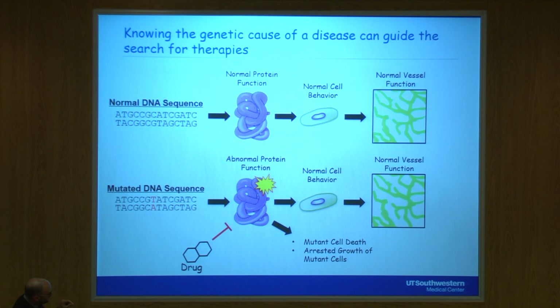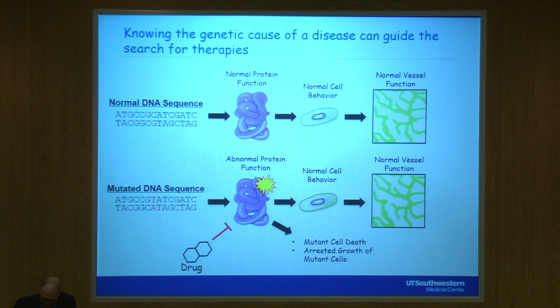So by treating with this drug, we could potentially cause the mutant cells to act like normal cells. Alternatively, we might cause the mutant cells to undergo apoptosis or die. Or we could simply arrest the growth of these mutant cells and arrest the progression of disease. So by knowing the genetic cause of the disease, that will point us towards a specific therapy or give us an idea as to what therapy we should use.